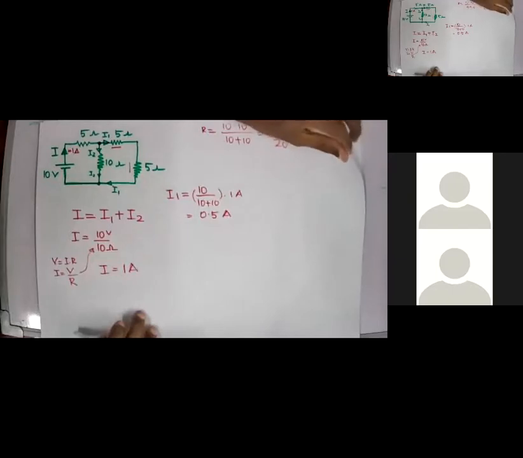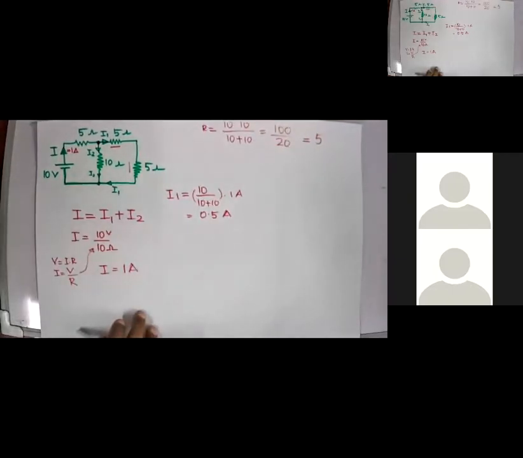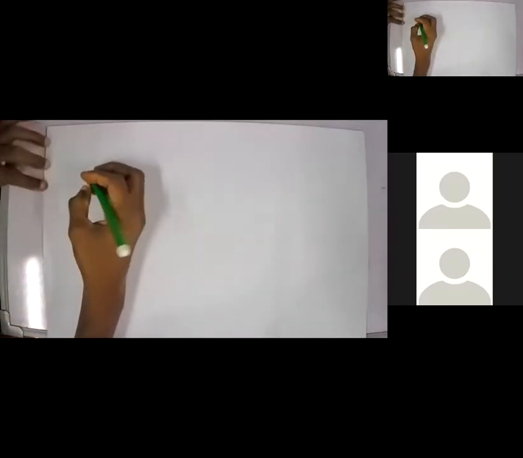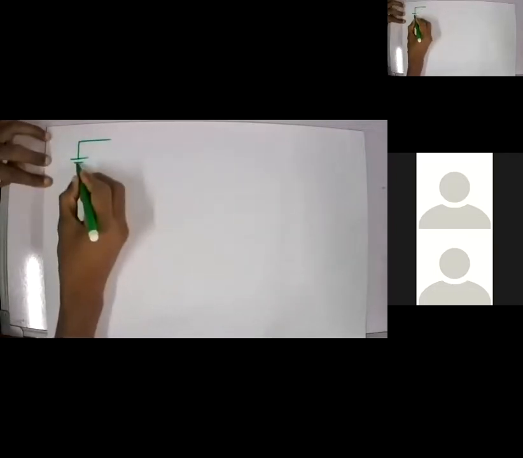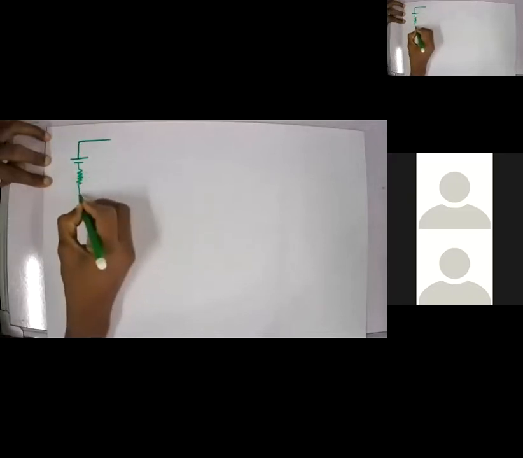Okay, now we'll see how we can solve simple circuits using loop analysis, right? Or using your Kirchhoff's voltage law and Kirchhoff's current law, right? Now I'll draw and I'll show you another example, right? So, I have a battery and a resistor here.